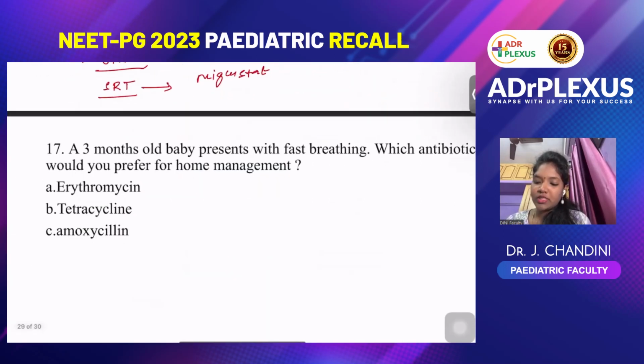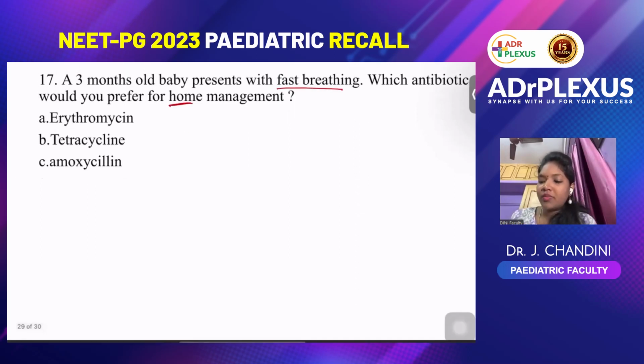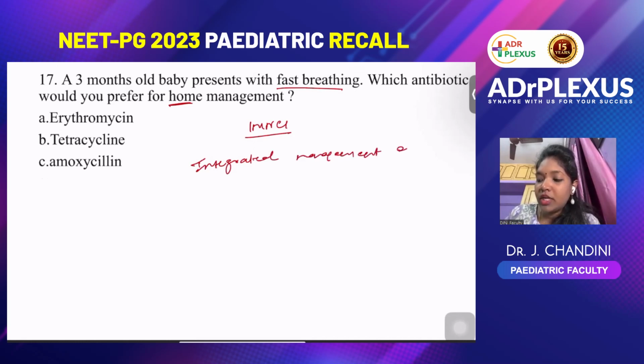Now, coming to the next question. Here they have given a scenario. A 3-month-old baby presents with fast breathing. They've just given that the child is having fast breathing. Which antibiotic would you prefer for home management? Okay. So what I have asked here is something called IMNCI. Any idea about IMNCI? IMNCI is nothing but Integrated Management of Neonatal and Childhood Illness.